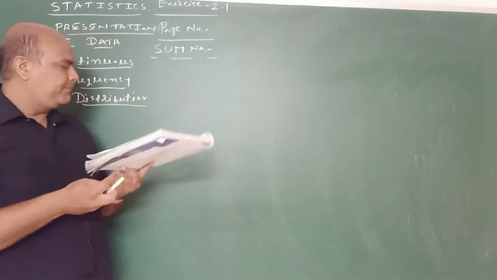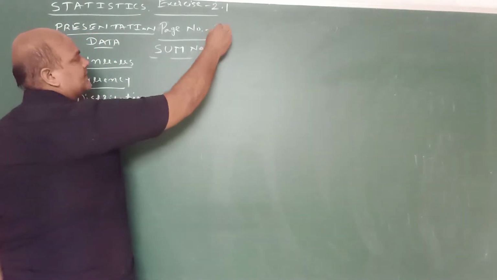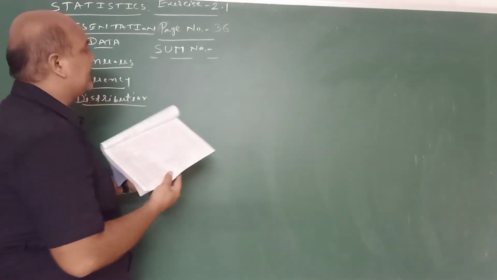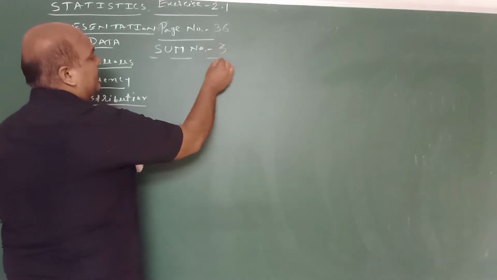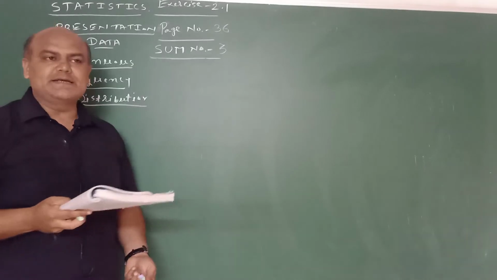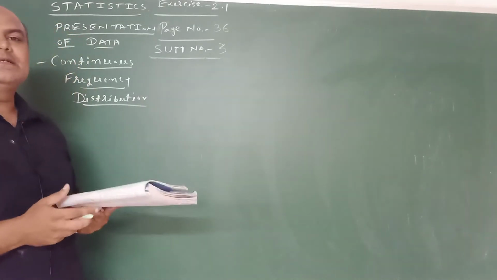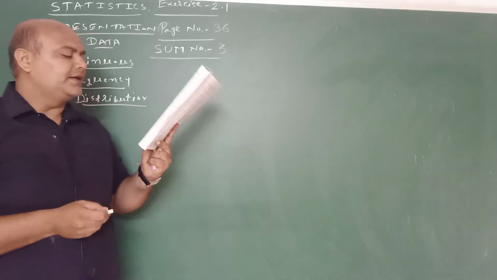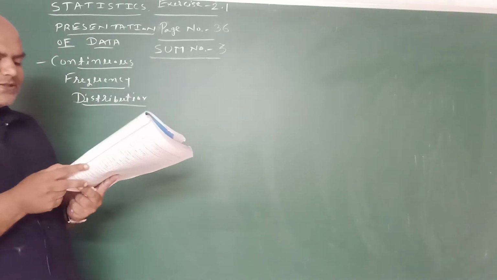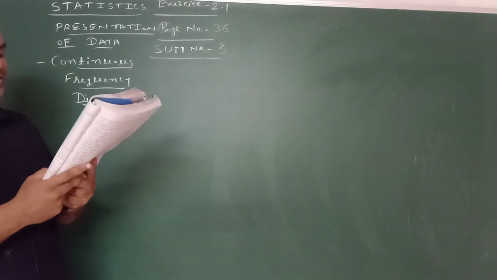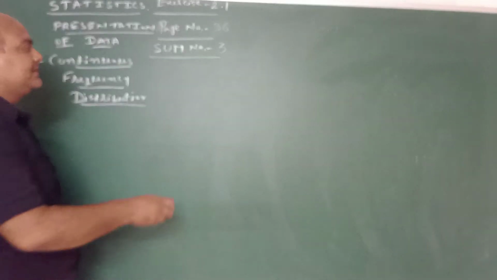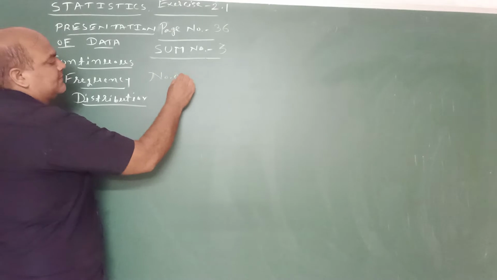Open your textbook, page number 36, and exercise 2.1 is there, and sum number 3. We take sum number 3. Page number 36, sum number 3, exercise 2.1. The data regarding the number of mobile phones produced during last 60 days by a mobile phone manufacturing company is given below, distributed into 10 classes. They provide us number of class.